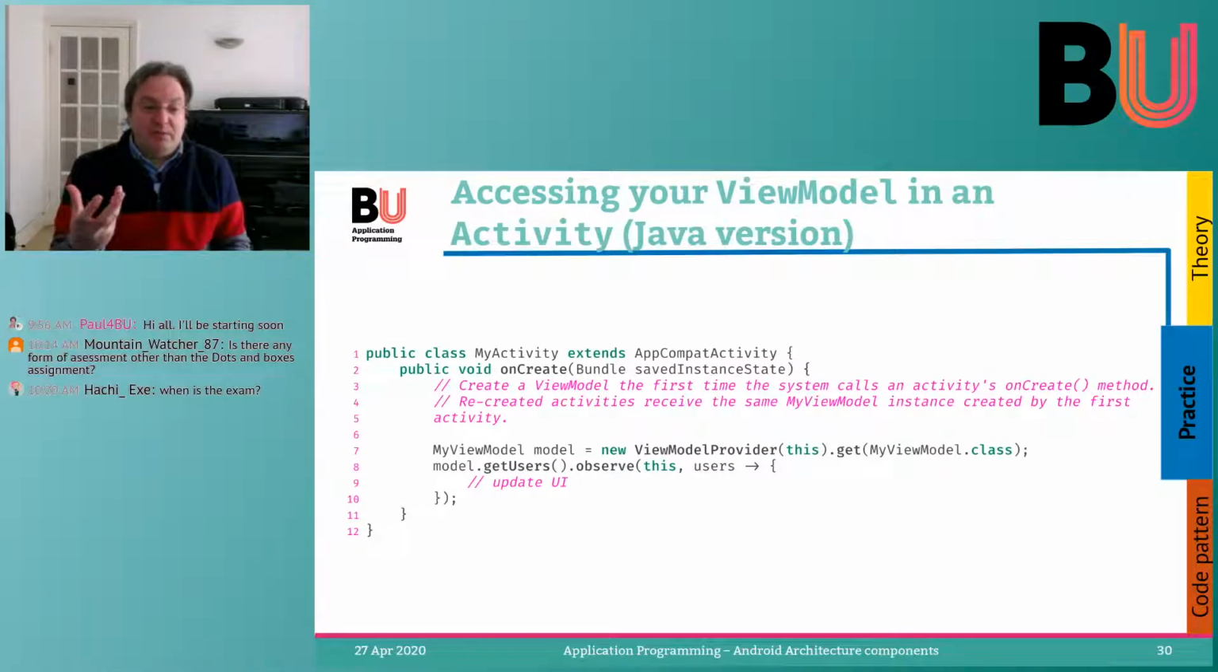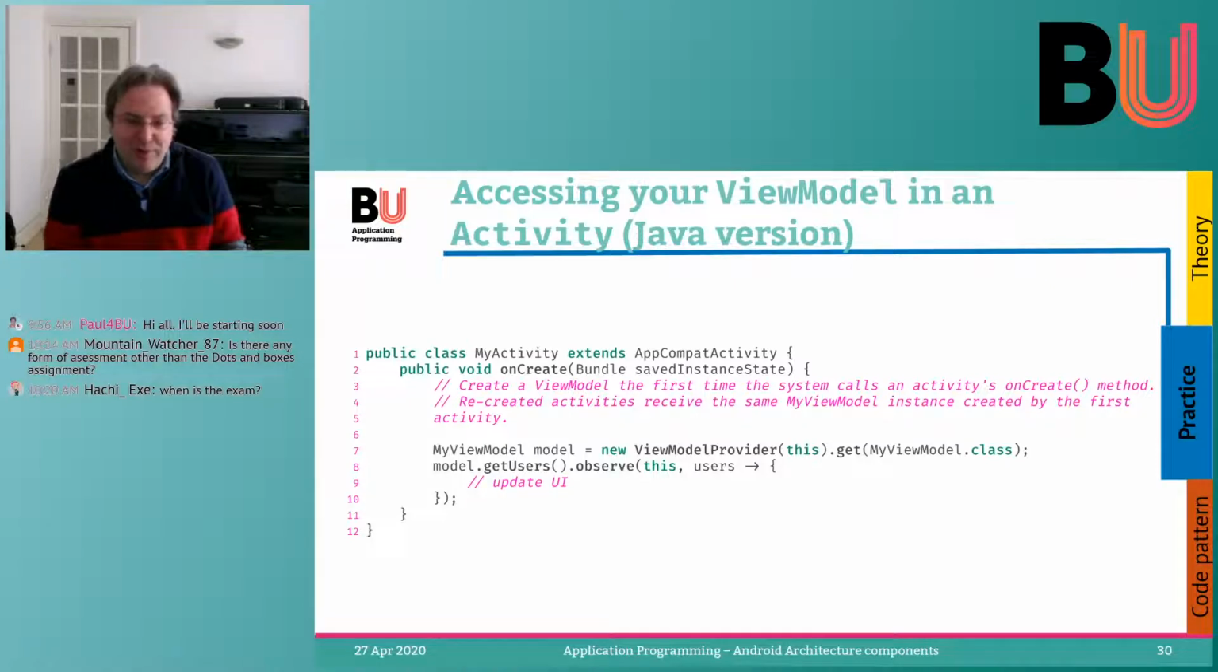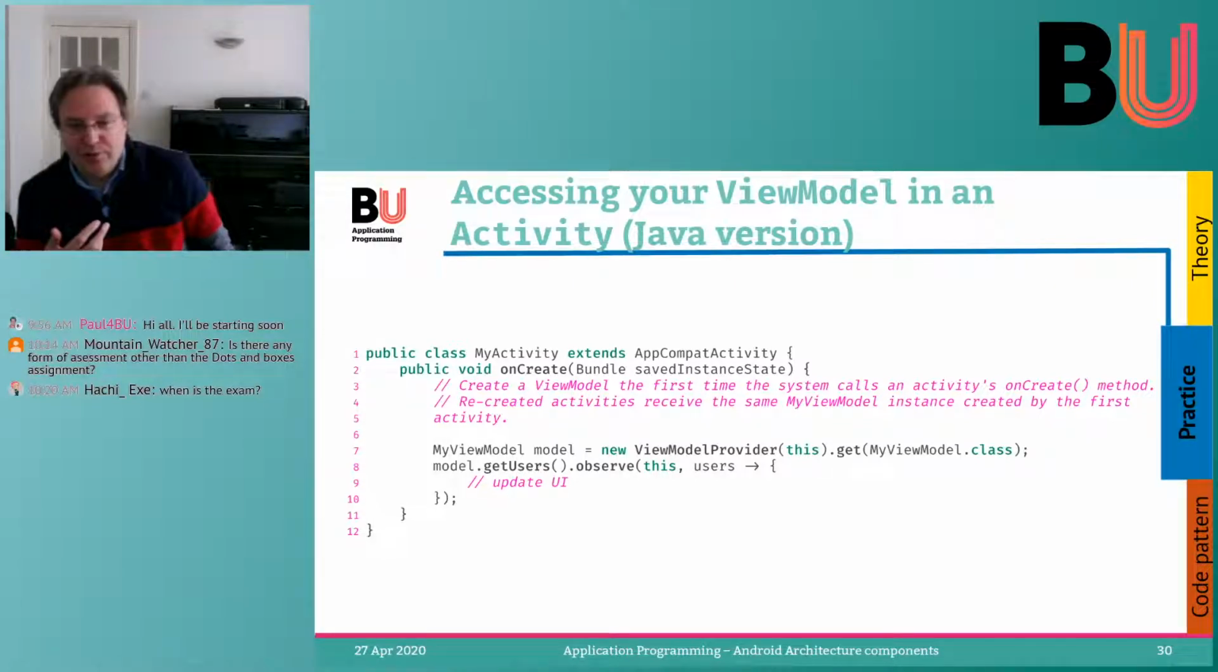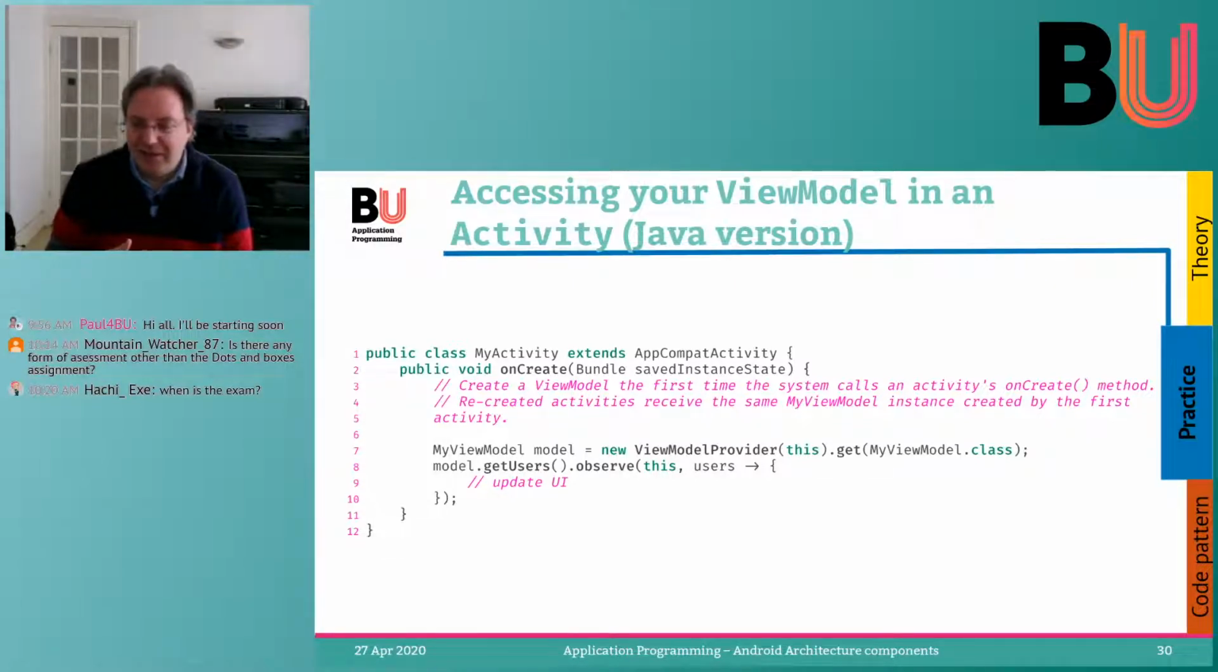And so what does this look like in Java? Java is a little bit more complex because we don't have this delegate property thing. So there's something called KTX extensions for many of these Android libraries where they have some nice ways of doing things in a more Kotlin-friendly way where possible. And there's one for live data as well.